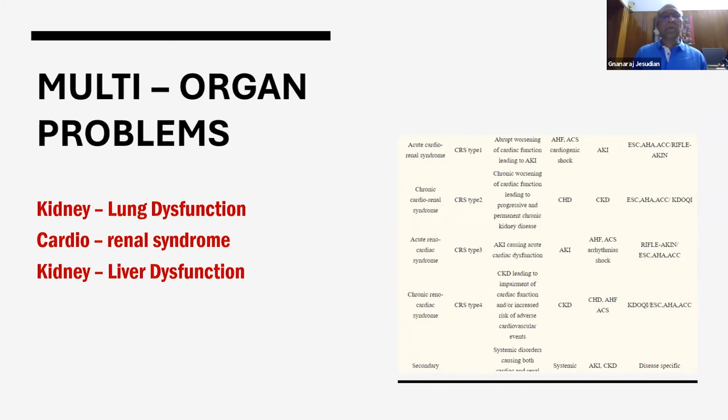And the importance of this is that once there is kidney damage, it can also lead to lung damage, it can lead to heart damage or liver damage, and slowly it goes into multi-system organ failure, from which many of the patients won't come out.